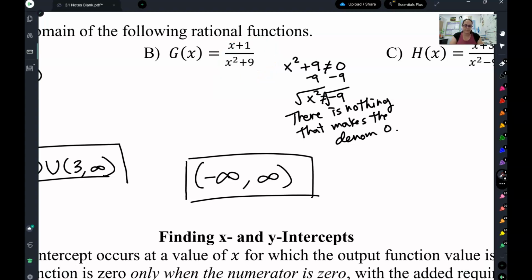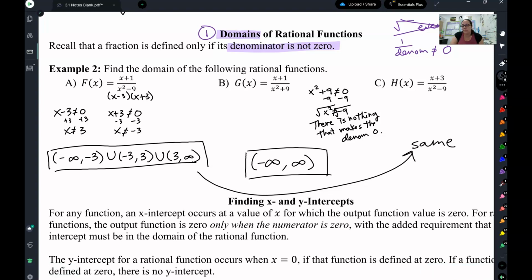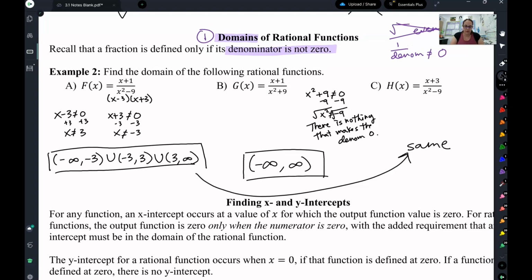Basically saying I can take any number my heart desires, plug it into this equation, and I'm going to get an answer from it. Now if we look at C, remember we already mentioned the numerator doesn't matter in this problem because we are just practicing our domain rule, and domain is just the denominator. So C has the same denominator as A, which means it's going to have the same domain as A.